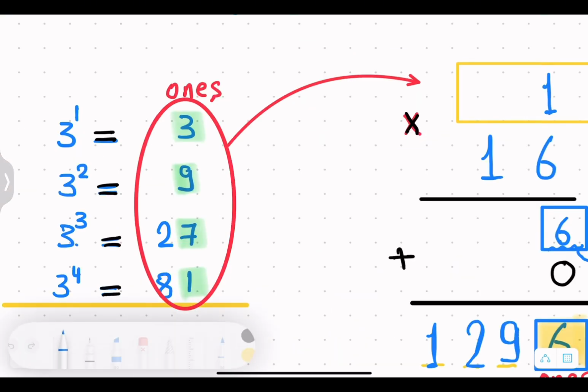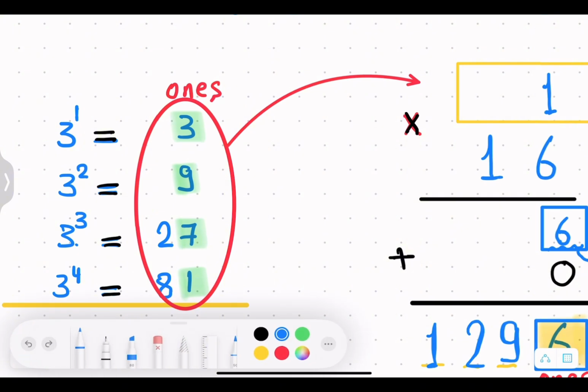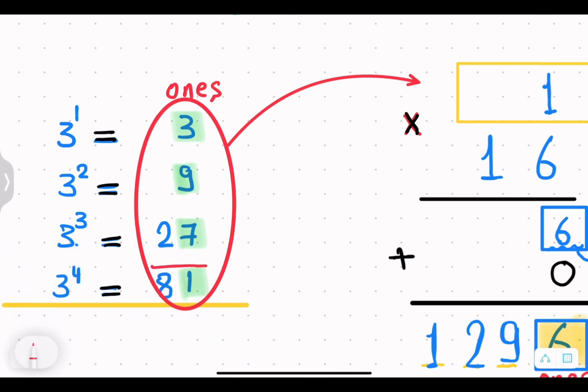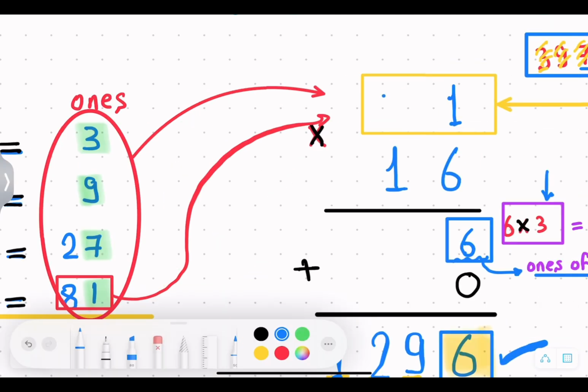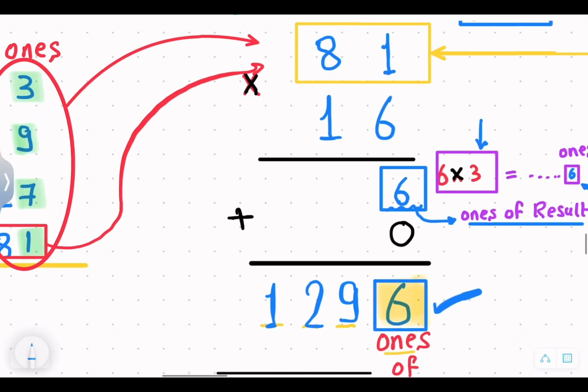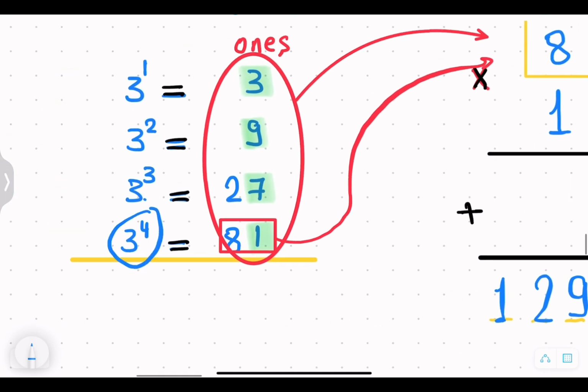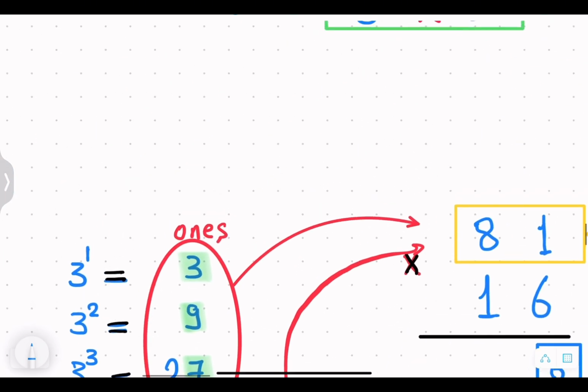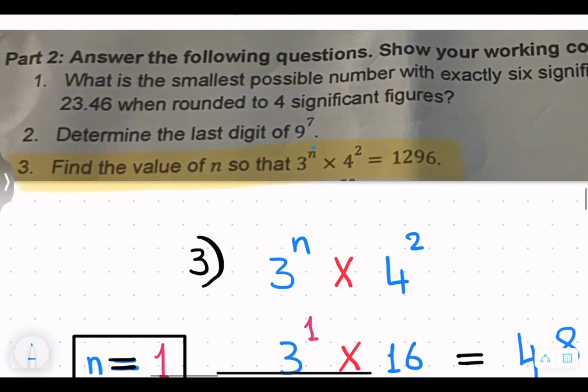Okay, let's have a look at the first 4 results of the powers of 3 that include 1 in the ones digit. It will be 3 to the power of 4, which results in 81. Let's try using 81 here. And if we continue answering this multiplication, we will find, yes, it's right. It's 81, which is 3 power 4. So now we know 3 power what? 3 power 4. Now the value of n is just 4. And 4 is the correct power to get this result.